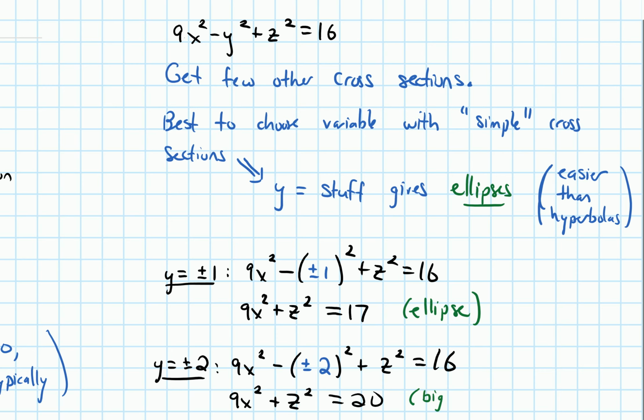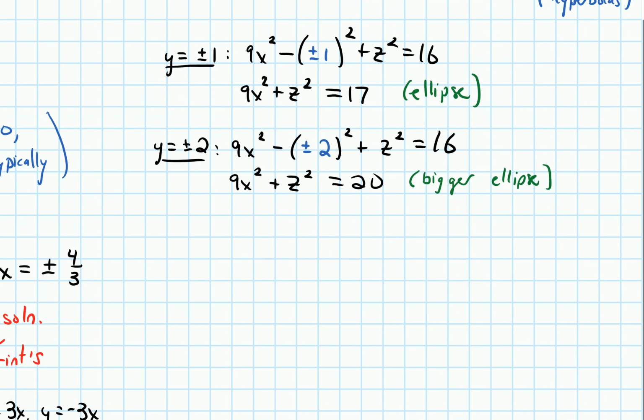The fact that we have a 20 on the right-hand side instead of 17 is going to make this a bigger ellipse. So one way we could see that is if we just think about what we get when we find the intercepts. The intercepts of the ellipse when it equals 20 on the right-hand side are more spread out from the origin, from 0, than they are if we have 17 on the right-hand side. Okay, so in fact, if we start to draw some of these ellipse cross-sections.